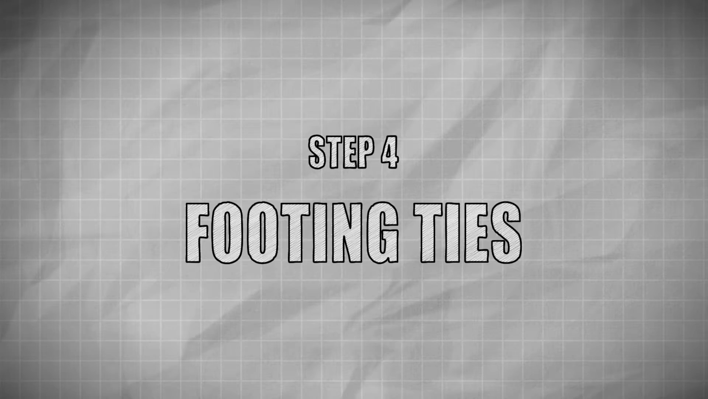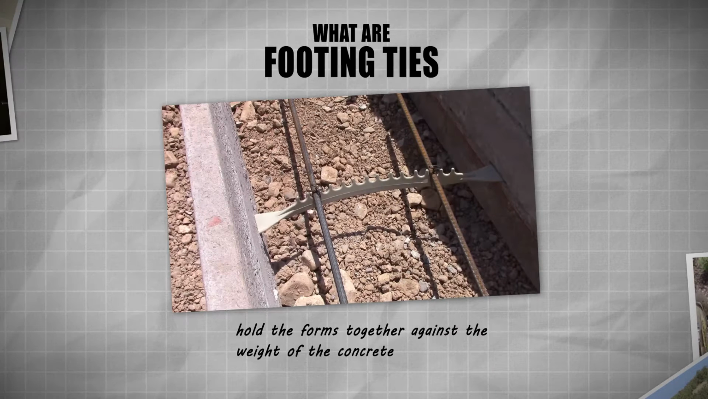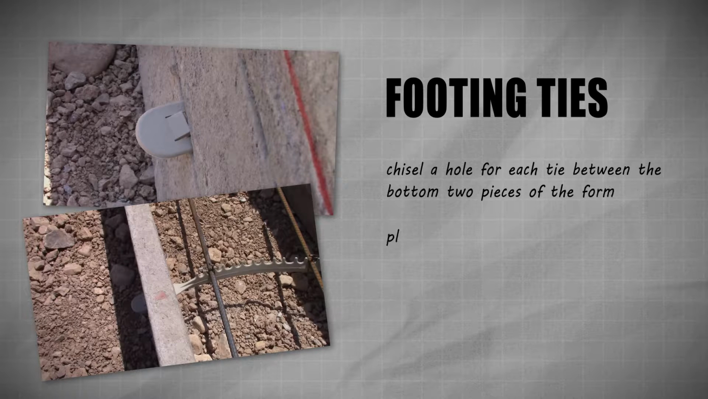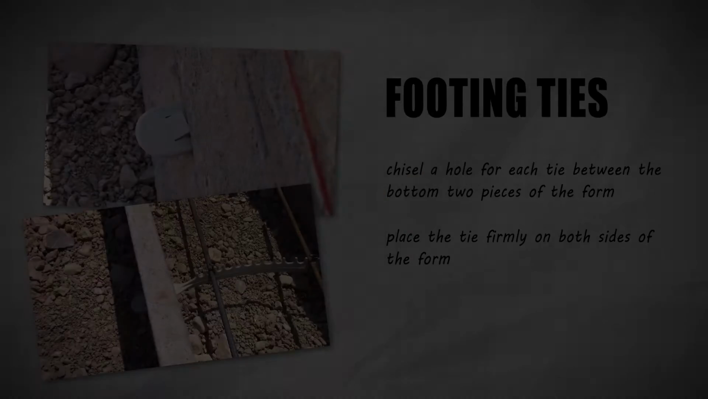Step 4. Footing ties. Footing ties are needed to hold the forms together against the weight of the concrete. Chisel a hole for each tie between the bottom two pieces of the form. You can use either a hand chisel or a cordless roto hammer. Place the tie firmly in both sides of the form. If you do not place the tie accurately, some stakes may have to be removed and reset, so be precise.